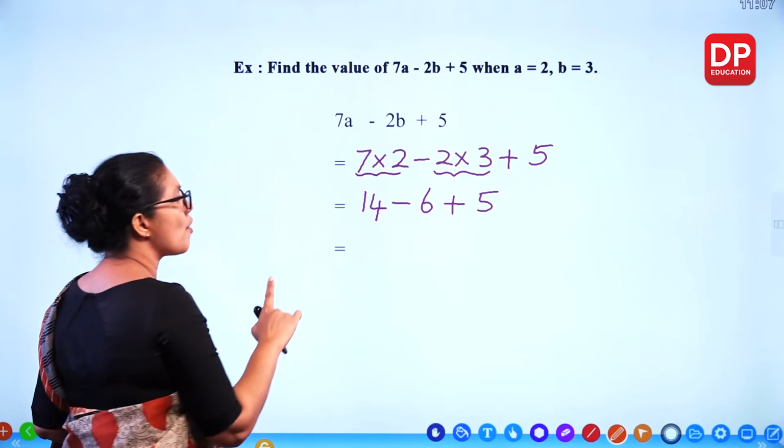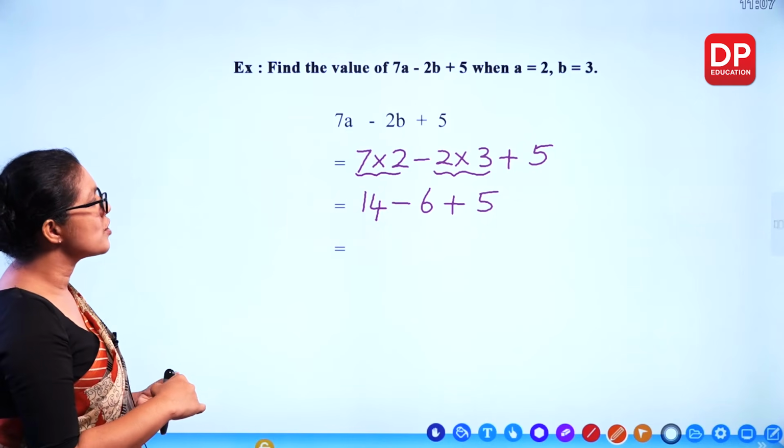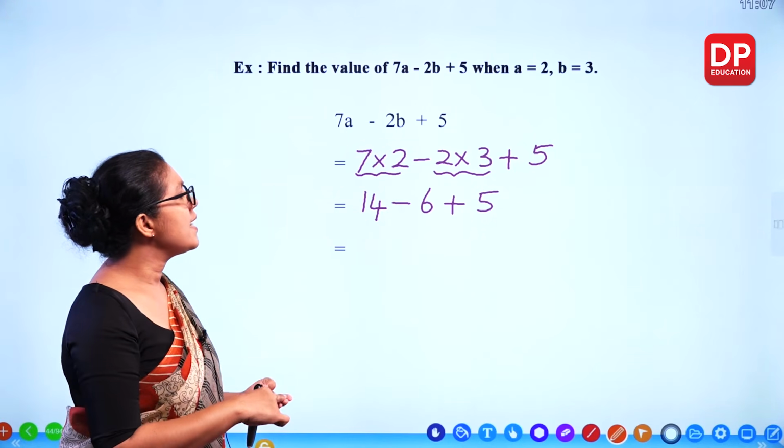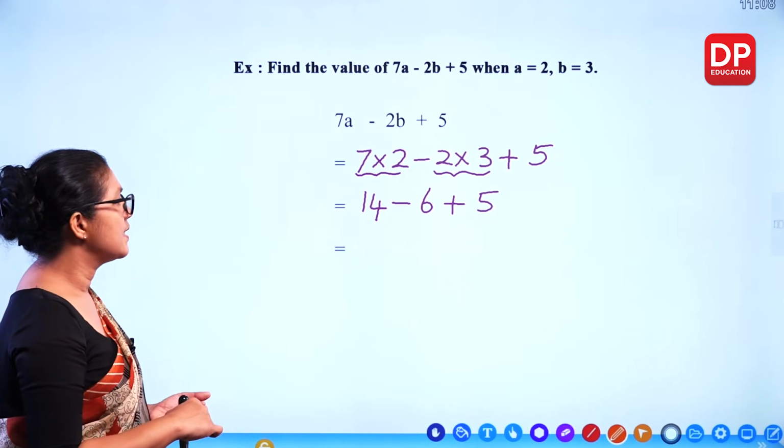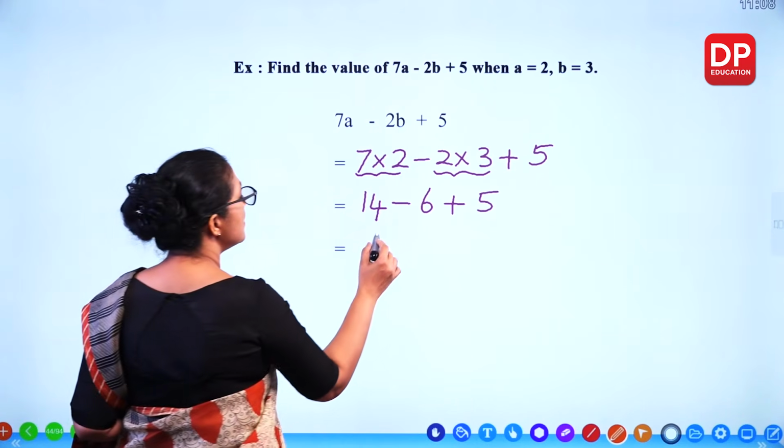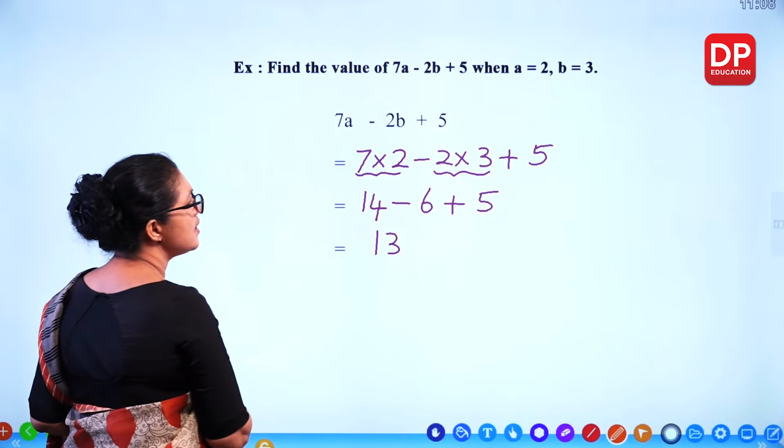Then you can start from left and do subtraction and addition. 14 minus 8. 14 minus 6, that's 8. 8 plus 5, 13.